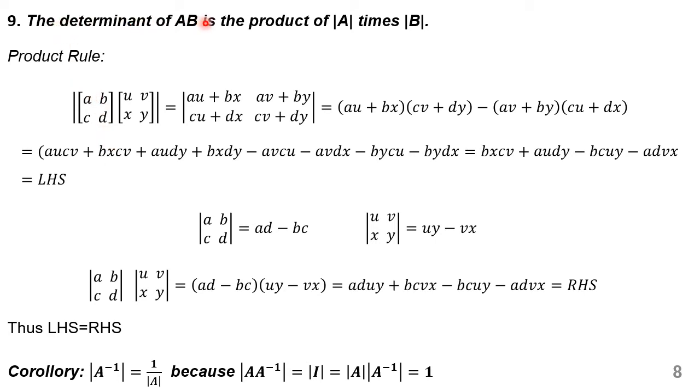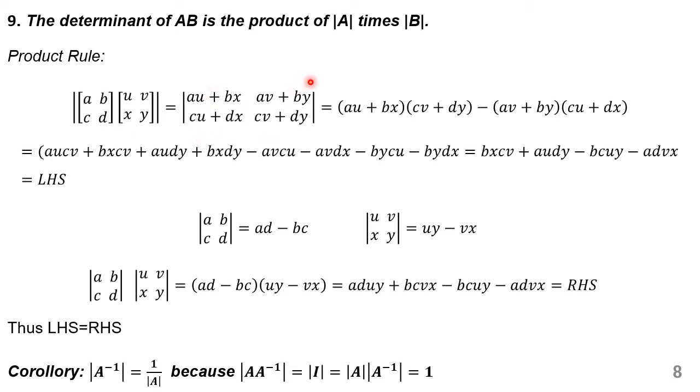The determinant of AB is the product of the determinant of A times the determinant of B. Let me say that I have two matrices A and B. A is defined as A, B, C, D, and B is defined as U, V, X, Y. And I multiply these two matrices, I am going to get another 2 by 2 matrix whose elements are AU plus BX and AV plus BY. And the elements here are CU plus DX and here it is CV plus DY.